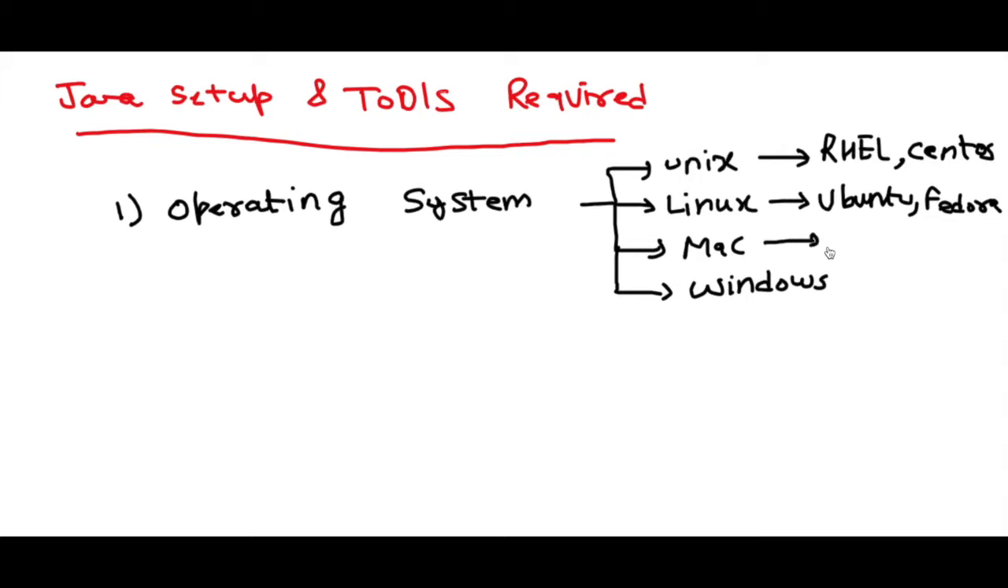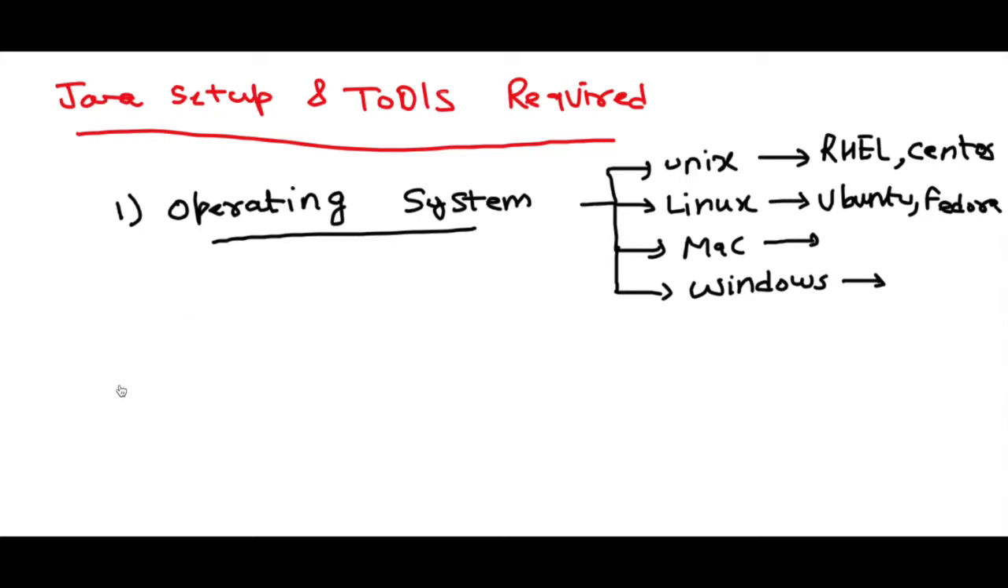Now Mac has its own operating system, right? Java is supported there also, and Windows also has its own operating system, Windows 7, Windows 8, Windows 10. So on different operating systems Java is supported. So the first thing you need to run Java is the operating system. You need one of the operating systems to run any of the programs in Java, right?